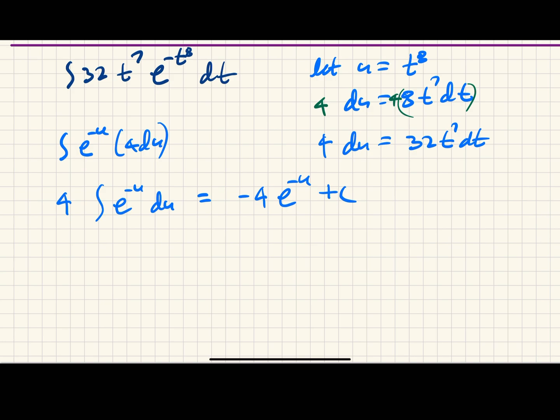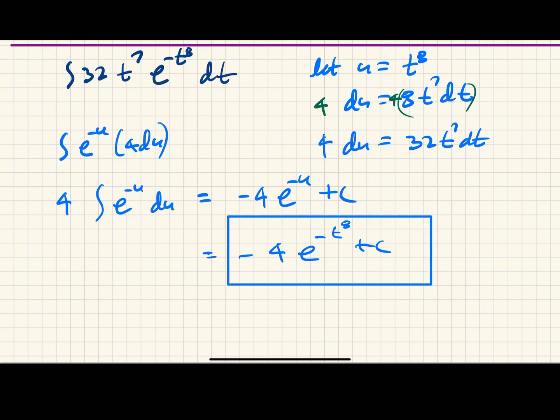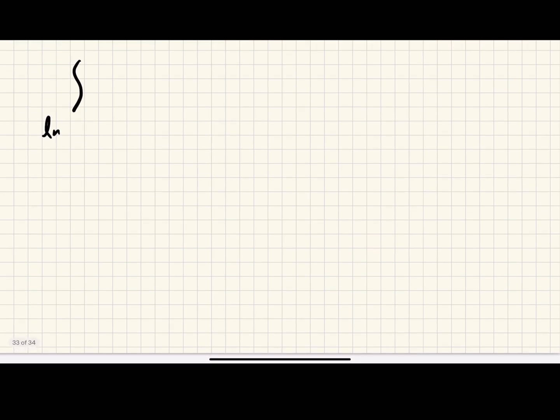But let's see, what was u? U was t to the 8th. So we have minus 4 e to the minus t to the 8th plus c. Okay, and then we might have limits of integration on these things. So let's suppose we have the integral, going from the natural log of 3 pi over 2, ooh, that looks good, up to the natural log of 11 pi over 6.